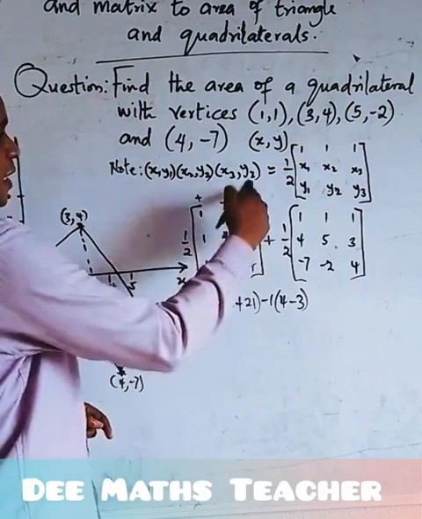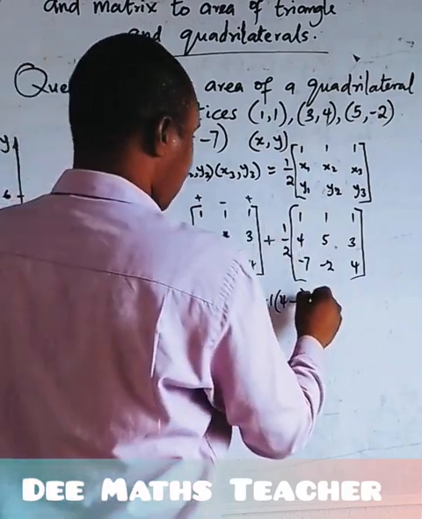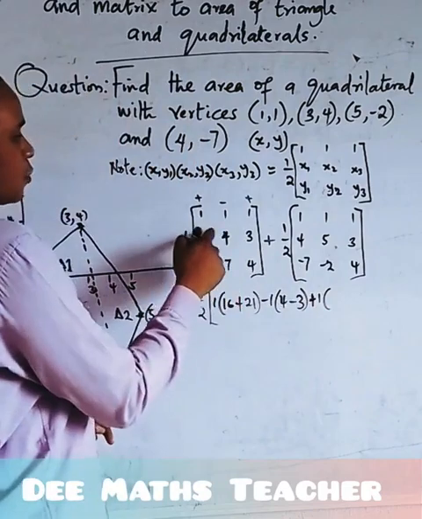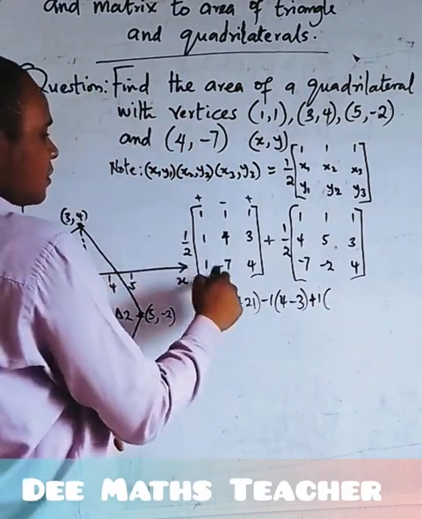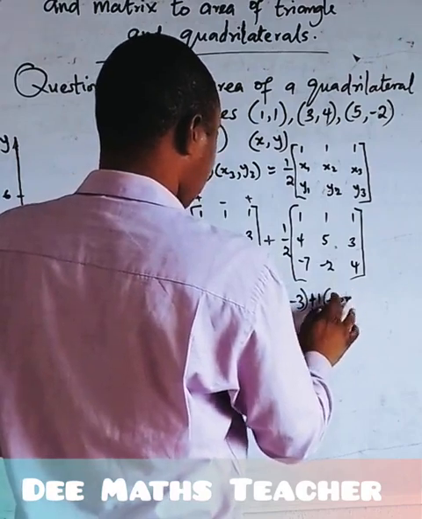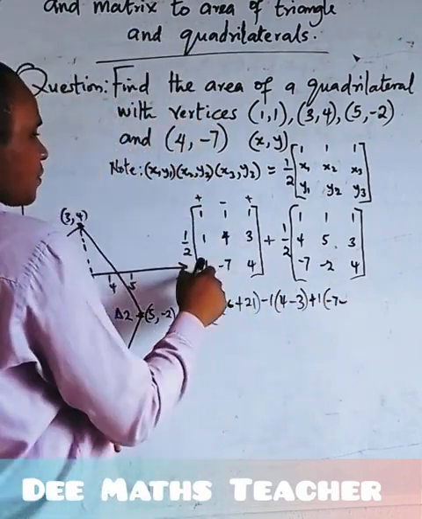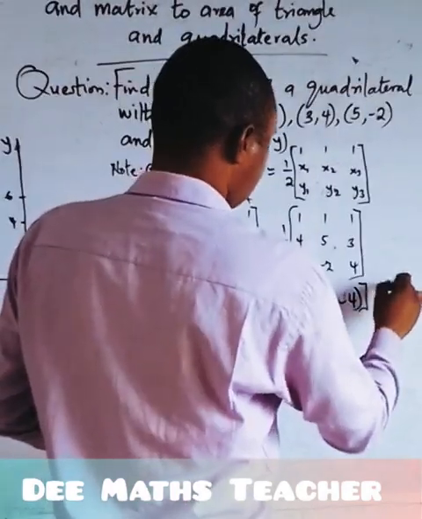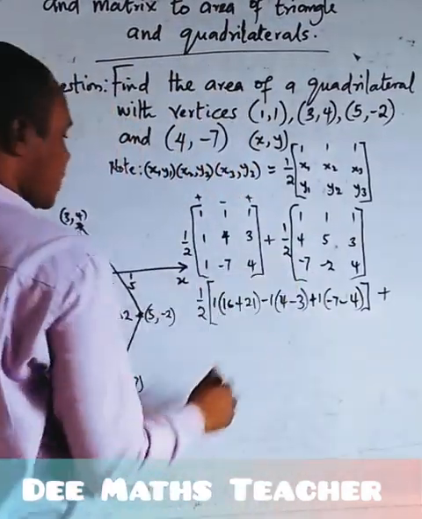Then we come to the next column. We have plus 1. Form a 2 by 2 matrix from this. 1 times minus 7 gives us minus 7. Minus 4 times 1, which will give us 4. Close the bracket.